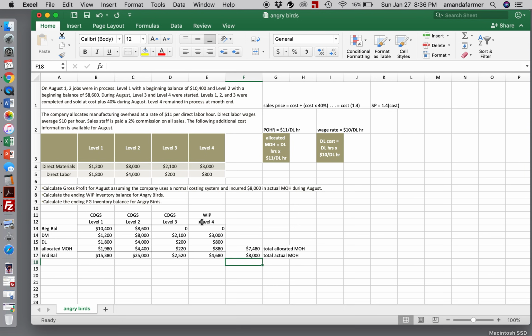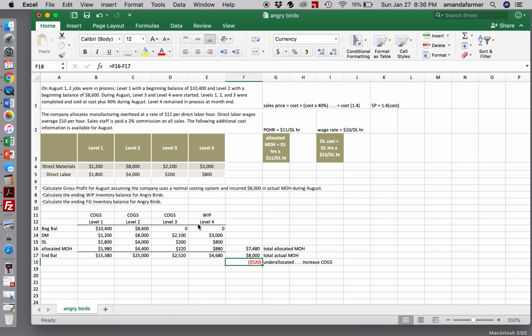So in this case, since our total allocated is less, that means that we have under allocated, and we'll talk about what that means. And to make it right, we're going to have to increase in our income statement cost of goods sold. And again, you don't really need to know this part, but this 520 would actually be in an adjusting journal entry in the financial accounting records.